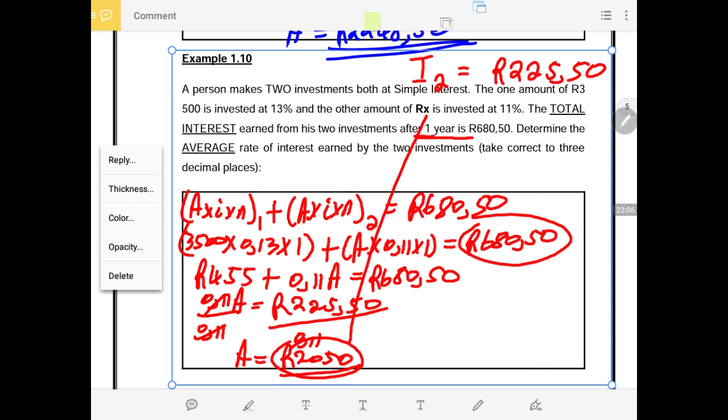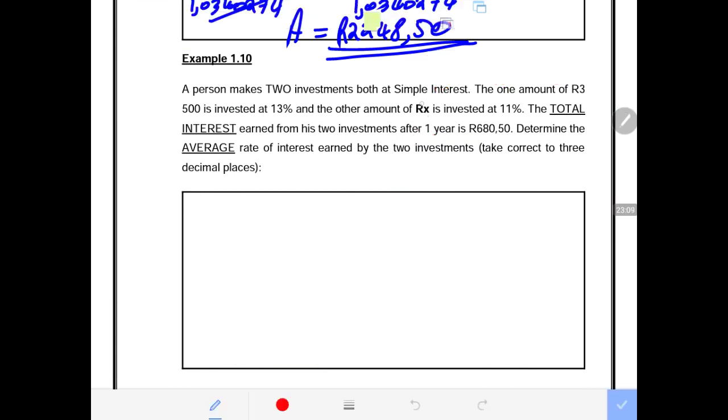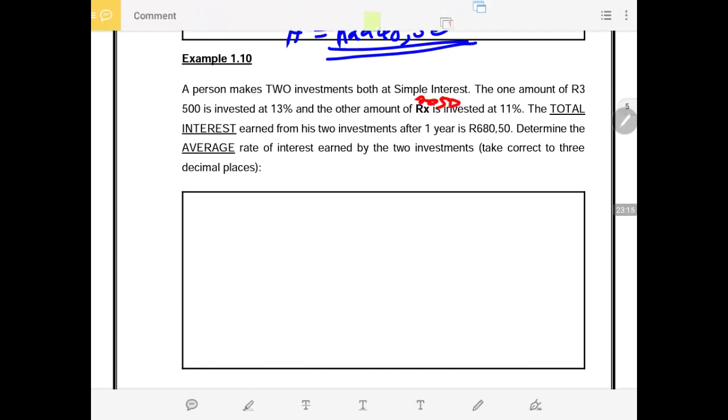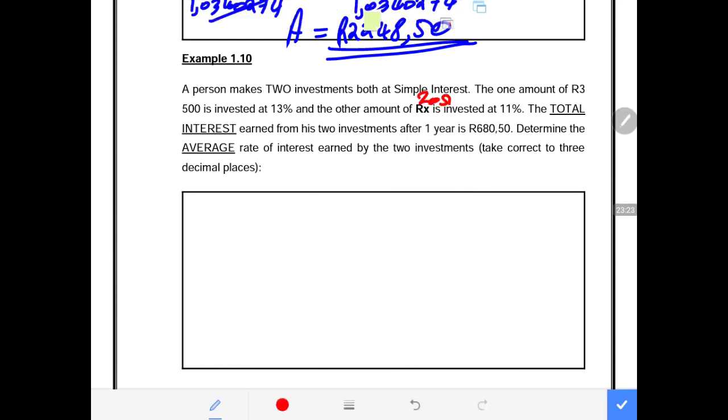Now that we have the X that we're looking for, 2,050 rand, let's go and substitute it. Remember, you continue with the calculations. I'm just doing this because of the limited space. But the main question was to determine the average interest. Now, remember, the average interest is the total interest earned divided by the total investment.